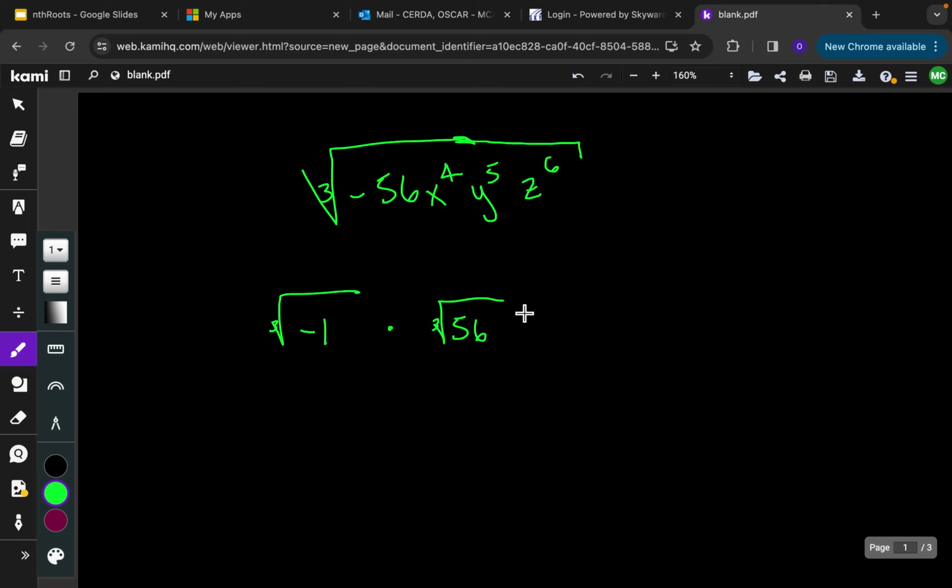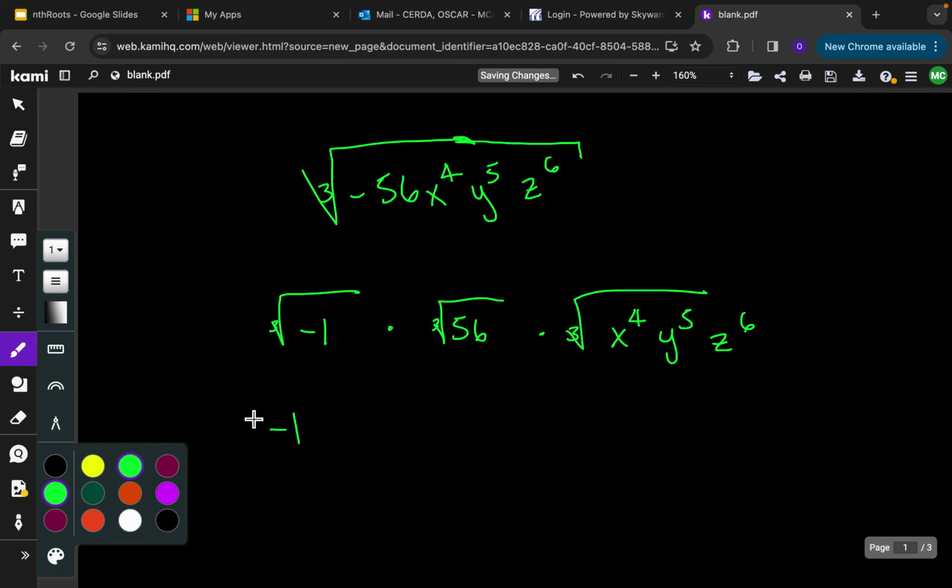This is a cube root, times the cube root of x to the 4th, y to the 5th, and z to the 6th. First and foremost, the cube root of negative 1, which we wrote in class, is just negative 1. We're done. All right. Now, the cube root of 56, we're going to break that down.